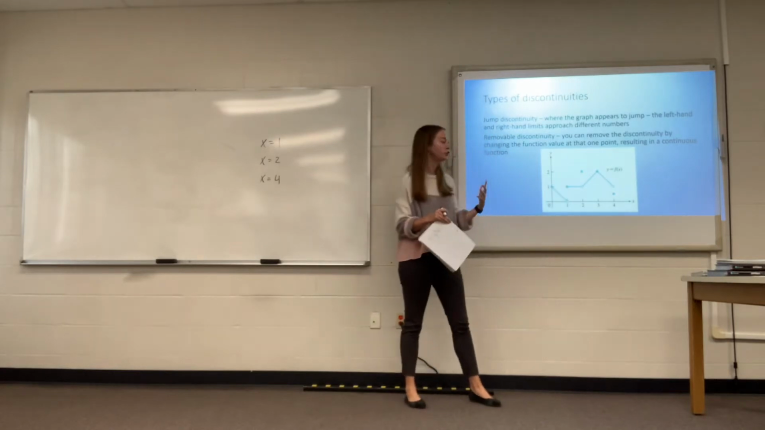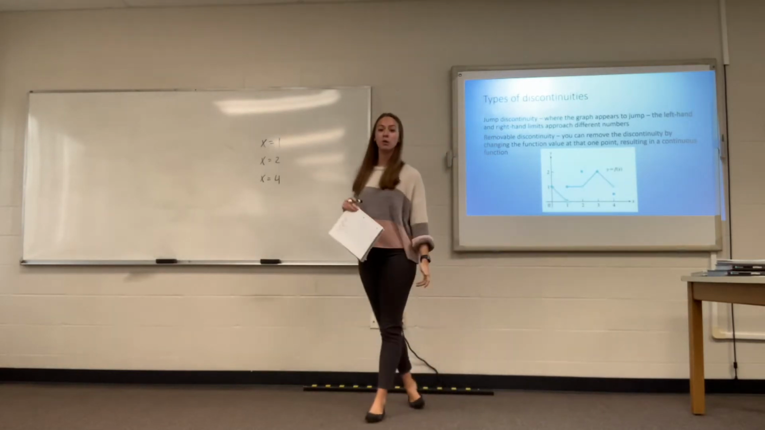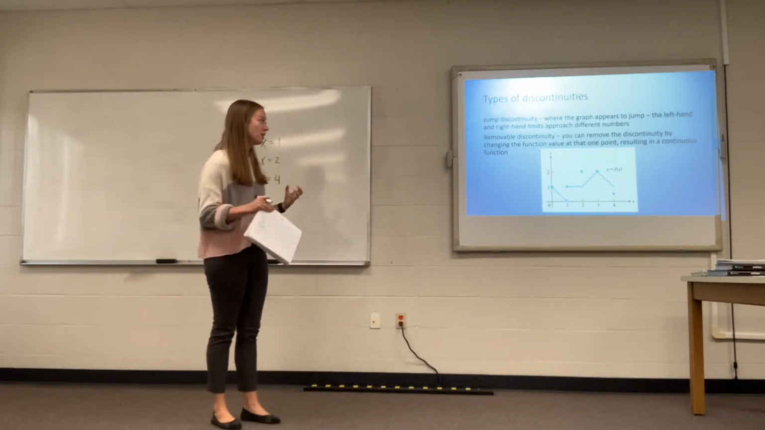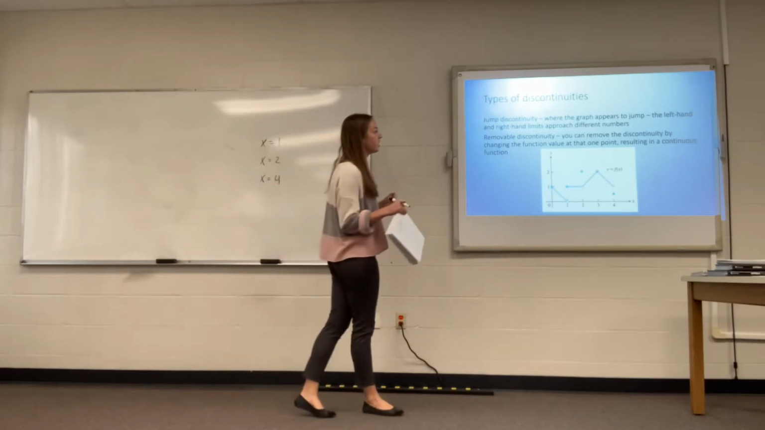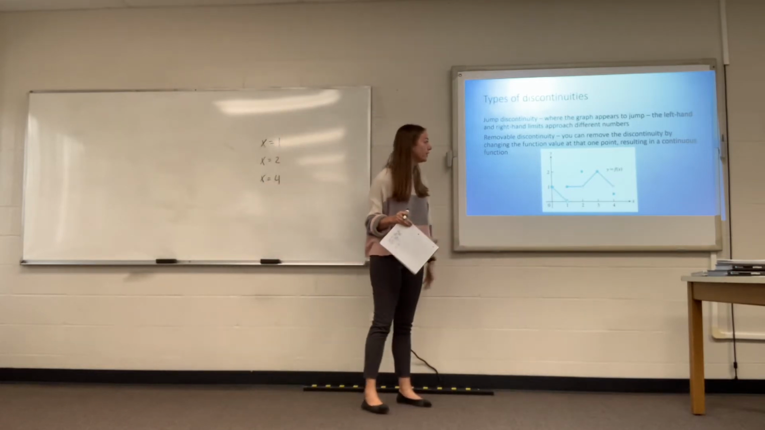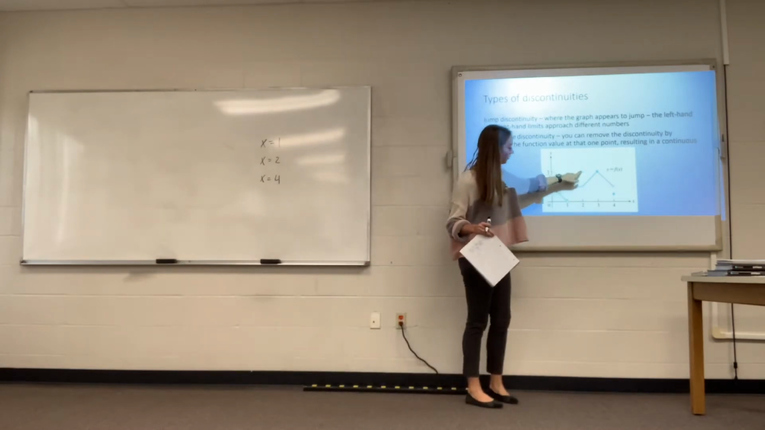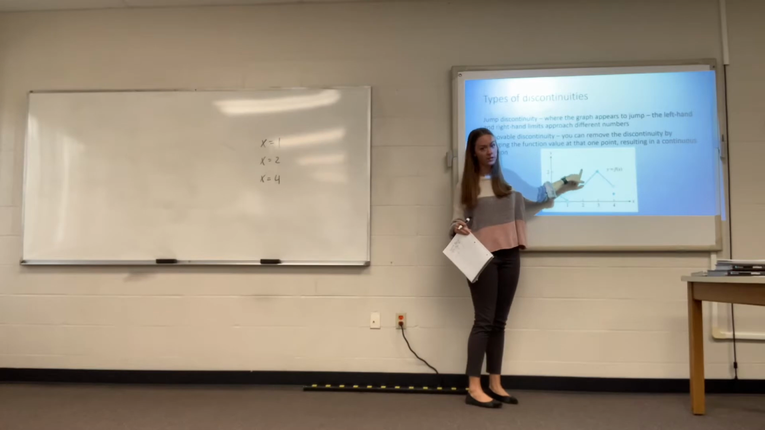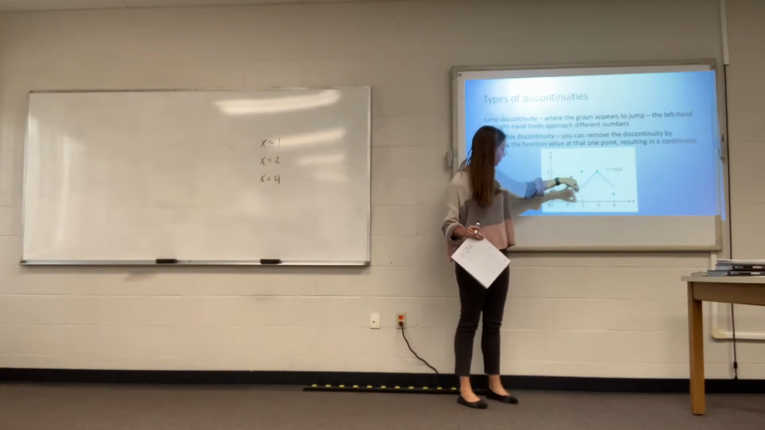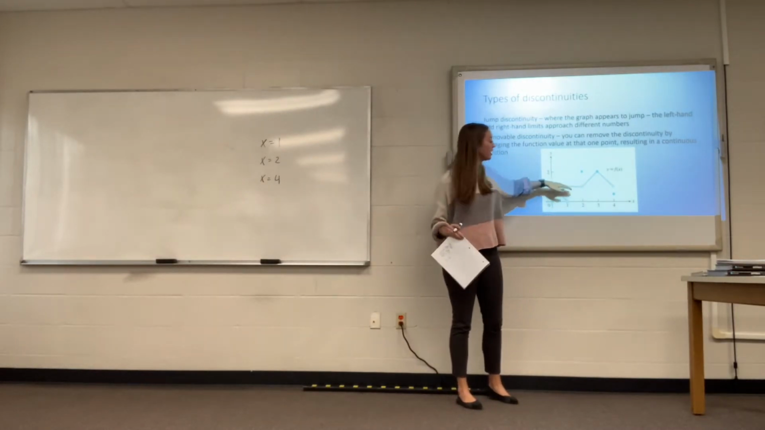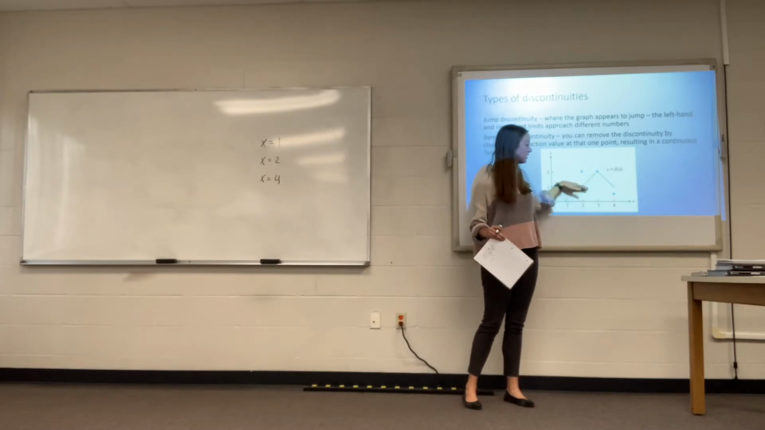So anytime I jump. And then a removable discontinuity would be if I can actually remove this discontinuity by changing the function value at that one point, and then it would make a continuous function. So if I took this point that's up here at 2, if I changed that function value and instead made it at 2, 1, then I would have a filled in circle right here, and all of this would then be continuous. And the same thing over here at 4.